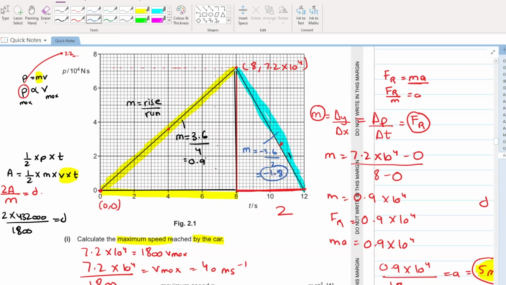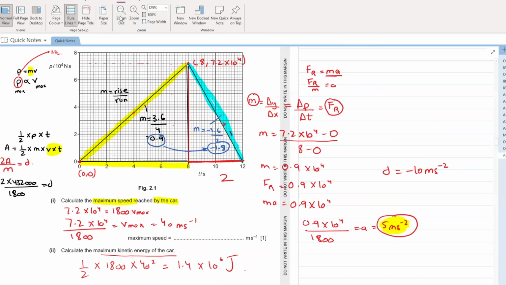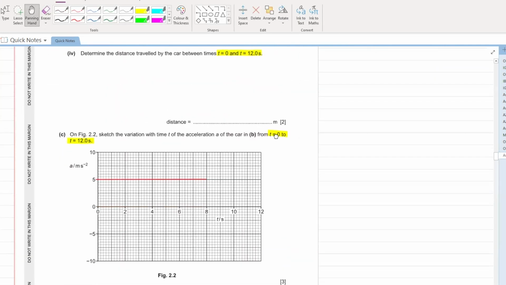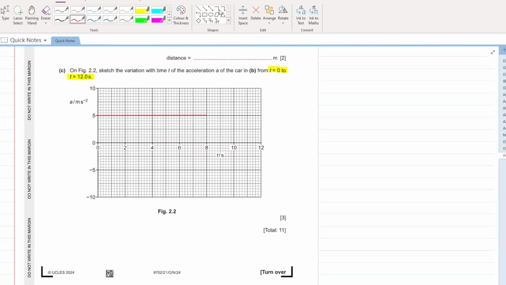Can you realize, the gradient has doubled and gone in the negative direction. So if your gradient doubles, acceleration becomes 10. And since it is in the negative direction, it will become negative 10. So if I am smart enough, this question will literally take me 2 minutes at most.